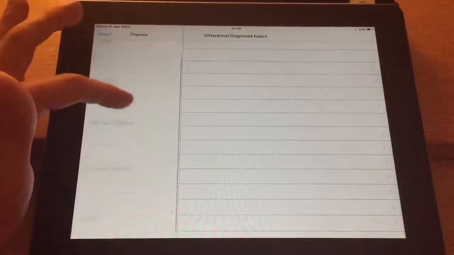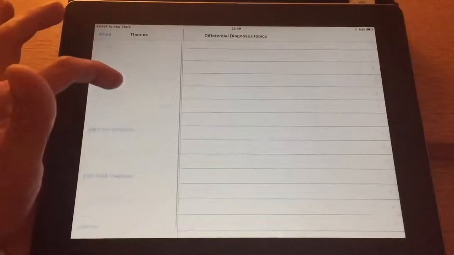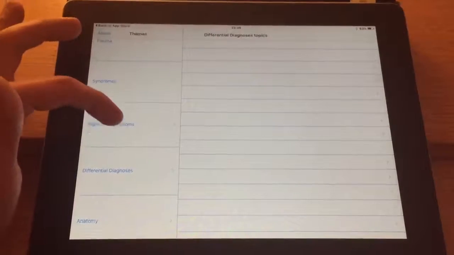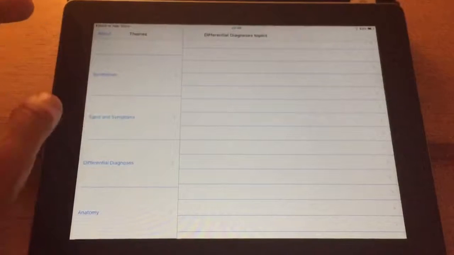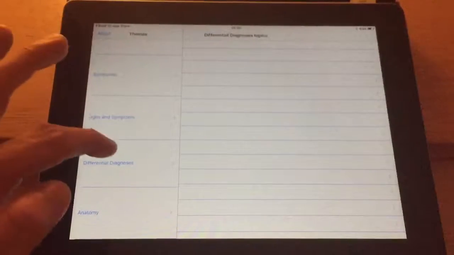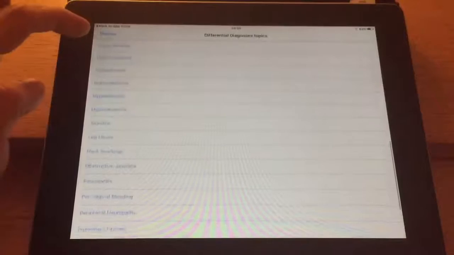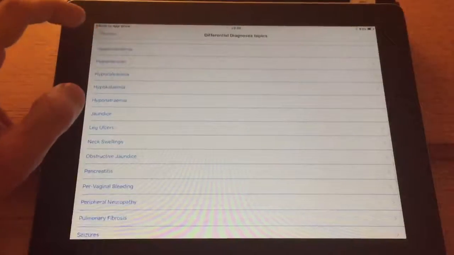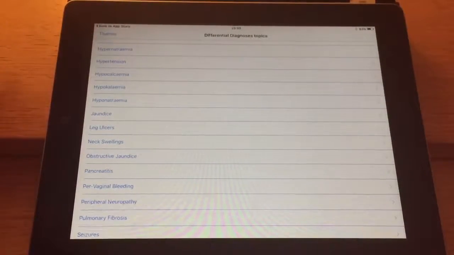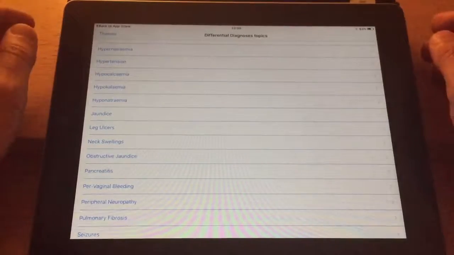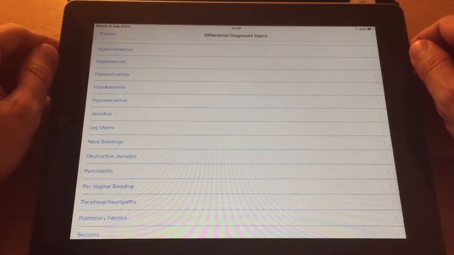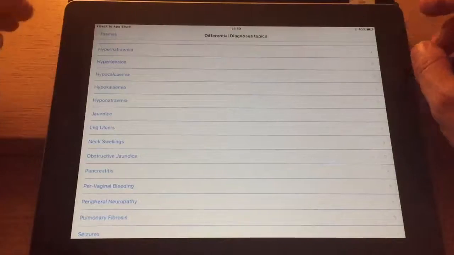the app consists of 5 different sections: one on trauma, one on syndromes, one on signs and symptoms, one on differentials, and finally one on anatomy too. And the aim has been, if I just click on the differentials there, to produce diagrams that summarize packages of information that are relevant for doctors and healthcare professionals, especially those in training.